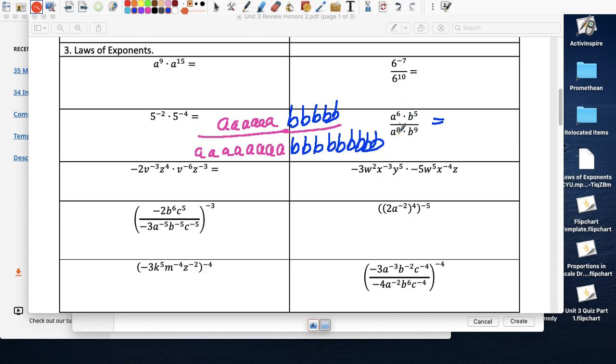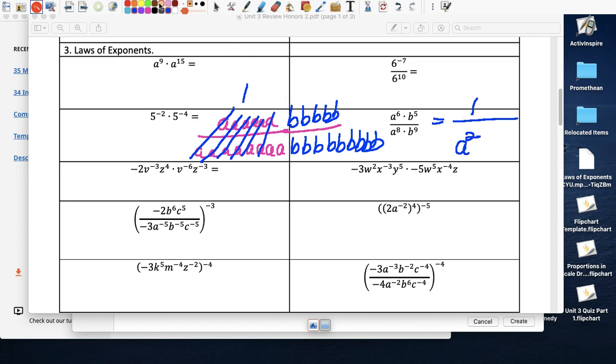So that a to the 6th, a to the 8th, we can simplify, right? These two can be simplified. A divided by a is just 1. This is also 1. This is also 1. This is also 1. This is also 1. And this is also 1. So on the top numerator, I'm left with 1. But at the bottom, I'm left with a squared.